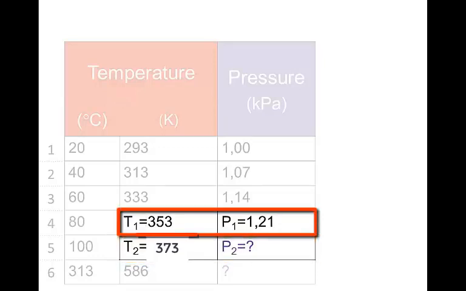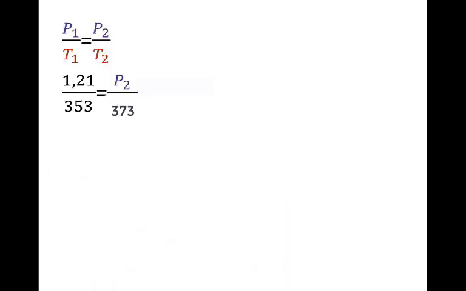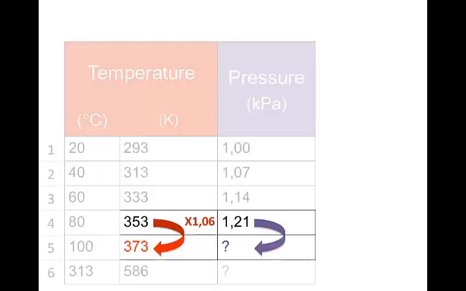Let's call the values in our comparison state T1 and P1, and in our question state T2 and P2. We substitute into this equation and we need to solve for P2. We cross multiply and then divide both sides by 353 to find P2, 1,28 kilopascals. We know that the unit is kilopascals because that was the unit of pressure 1. So notice that we found the same answer using the equation as we found when we used proportion, and that's because the equation is using proportion.